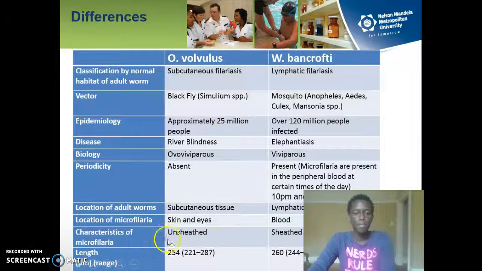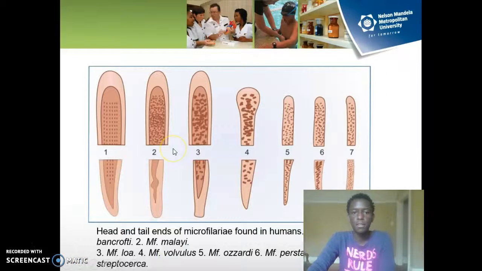Also the microfilaria. There's a major difference between the two because volvulus is unsheathed and this one has a sheath around it. I'll show you a picture of it later. Here it is. The difference between the two is number 4. This is Onchocerca, you can see it doesn't have a sheath around it. That's one of the differences. And Bancrofti, see it has a sheath around it, like a covering.